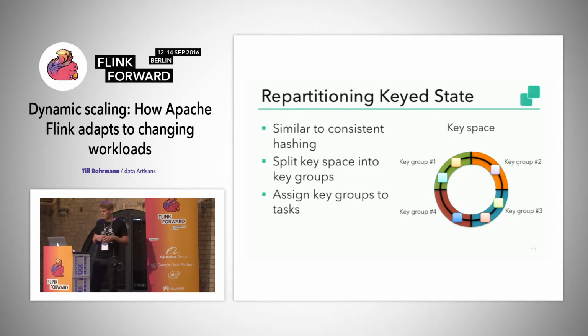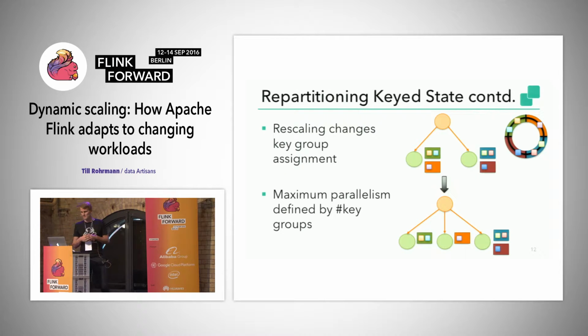And by doing that, rescaling actually simply means changing the assignment of key groups or the mapping in the system. So if you take a look at this example here, we have again a simple source function and two mappers, and we've separated the key space into 4 groups. And now we assign the first and the second key group to the first mapper, and the third and the fourth key group to the second mapper, which is responsible for these key groups.